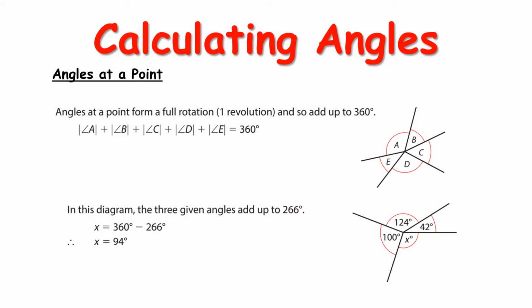So here's an example. We have 100 degrees, 124, and 42. When I add that together, they add to 266. I know that the whole thing should add to 360. So 360 degrees minus 266 gives me 94. They've used, interestingly, this little x as the unknown, and we've met that in algebra. So basically, before we finished, we said, well, x can be calculated 360 degrees minus 266. Therefore, x is equal to 94 degrees.